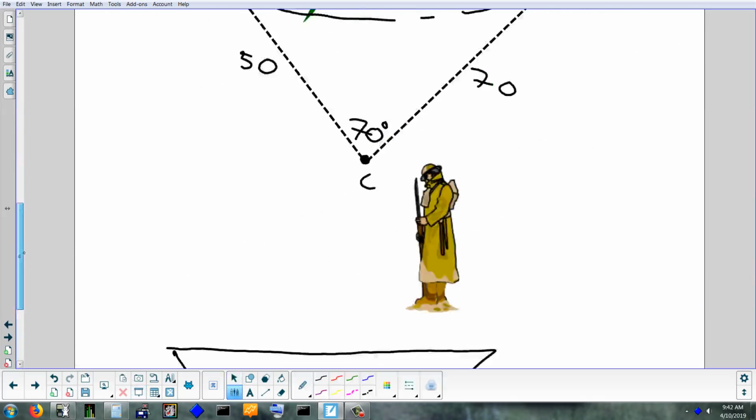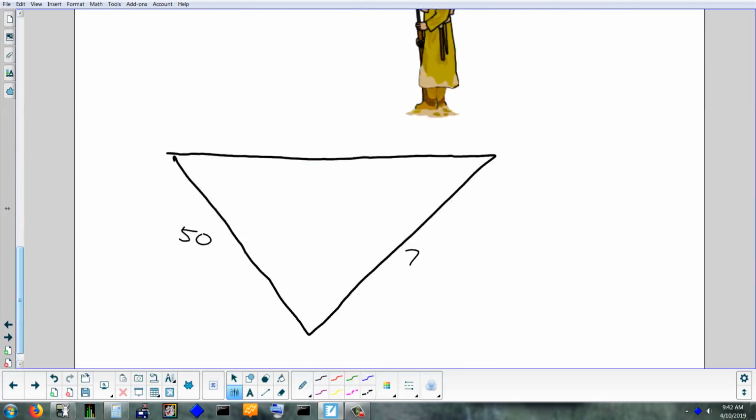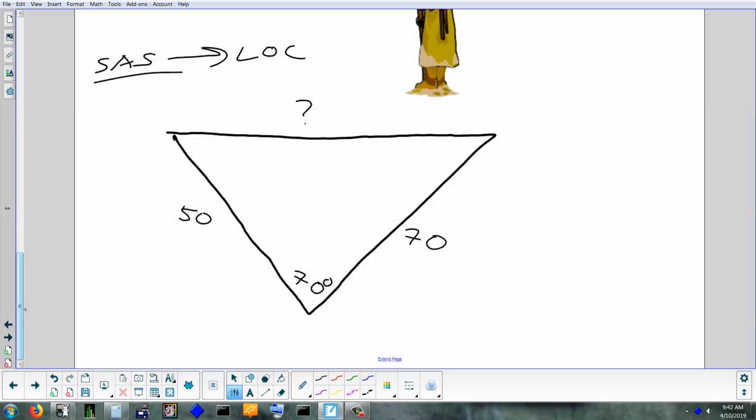All right. So we've got 50, 70, 70, and that's the side we want to know. First thing we've got to figure out: it's a side-angle-side. So what law is that? Cosine. Law of cosines. So that's the law we have to use. Okay. So let's call this side x. You could call it A, B, C, call it whatever you want, but I just call it x.